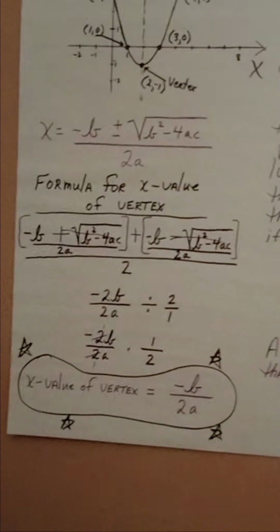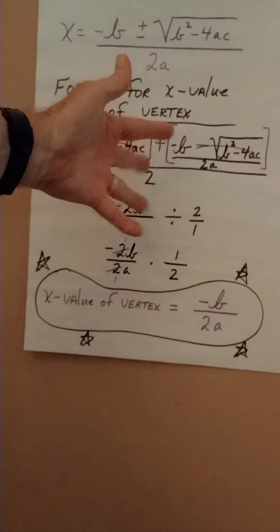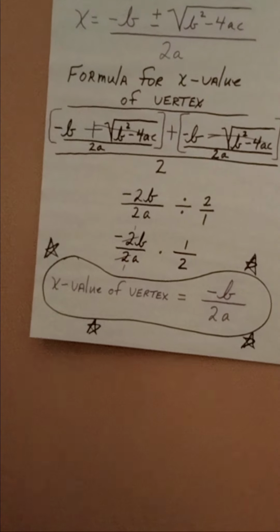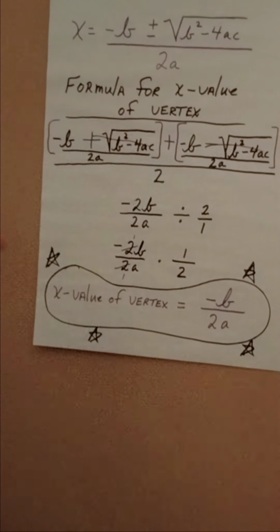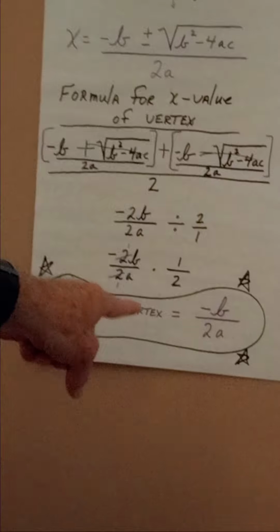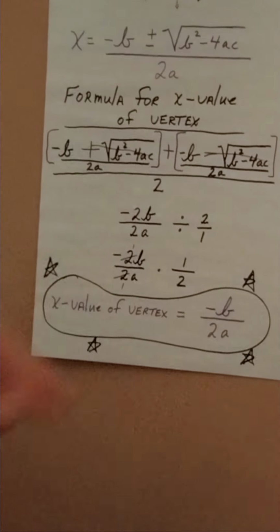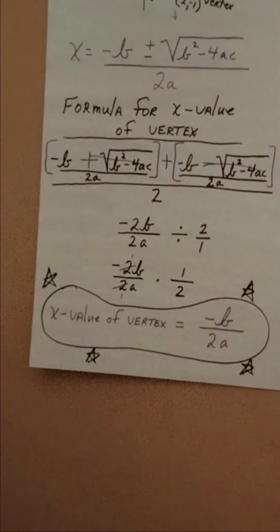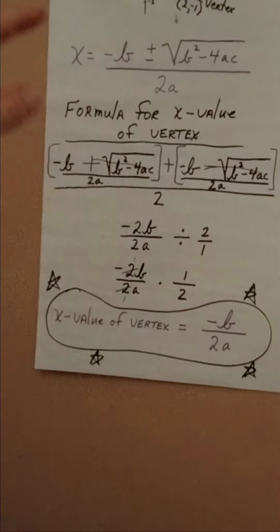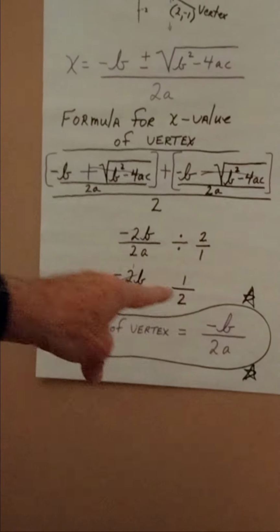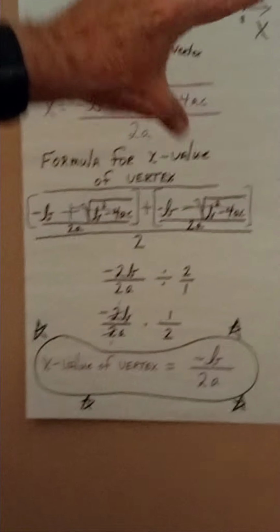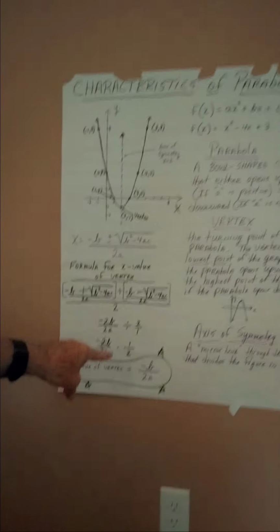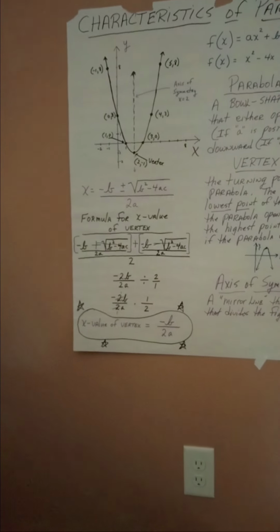And I'm here to tell you, if that just drifted right over your head, you can pause the tape, you can rewatch it, but the nitty-gritty is right down there in the cloud. The formula for the x value of the vertex is the opposite of b over 2a. You'll have to memorize that little puppy, just like you're going to have to memorize a few other things on here. The x value of the vertex is equal to the opposite of b over 2a.